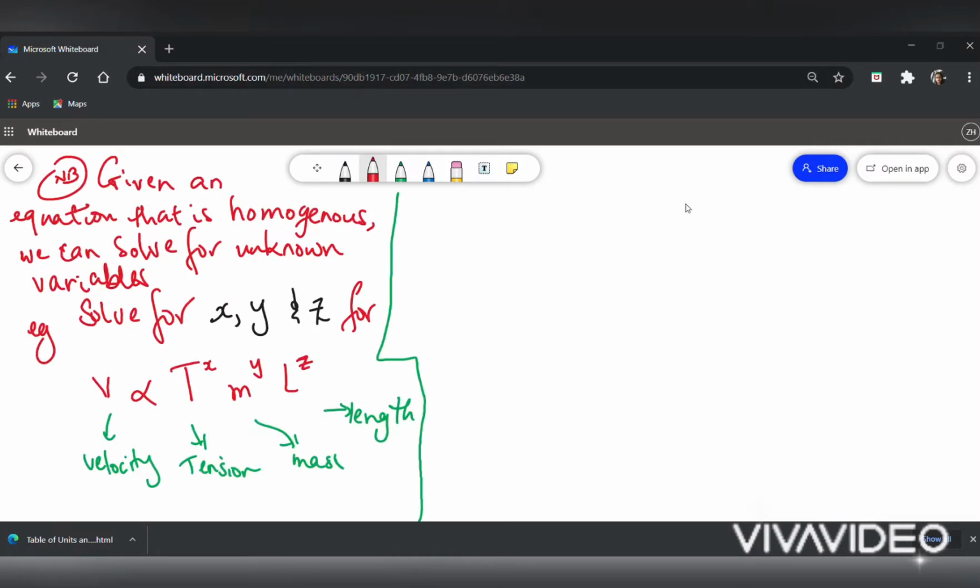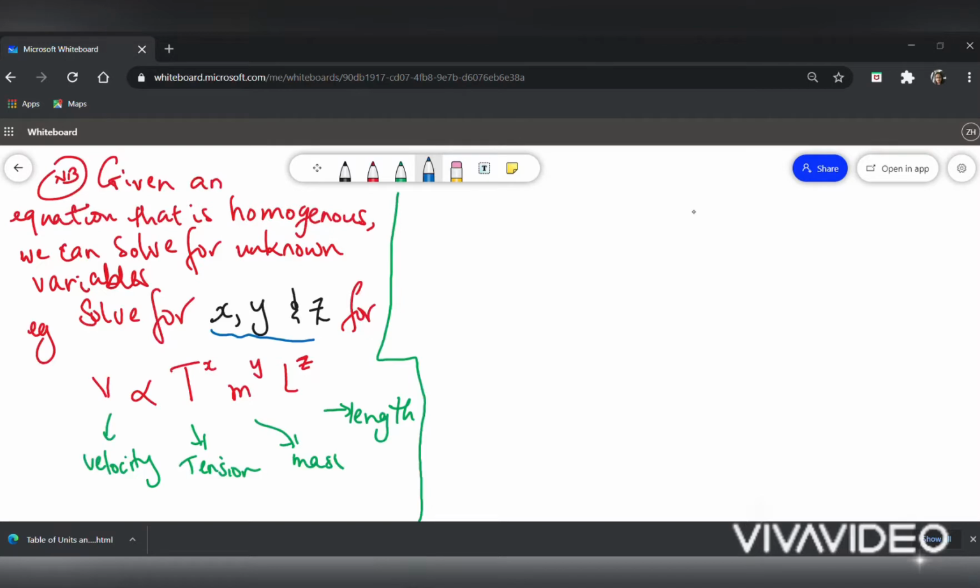Alright, so we're going to do an example here where we are now given another question, but it's a little different from what we've met. We know we can use a homogeneous equation to solve for unknown variables. So we are given an equation here where velocity is directly proportional to tension to some power x, mass to some power y, which of course we don't know, and L to some power z. These three letters, or variables as we call them, are unknowns, and we want to find out what those values are.